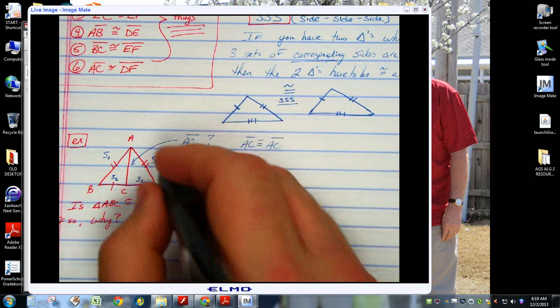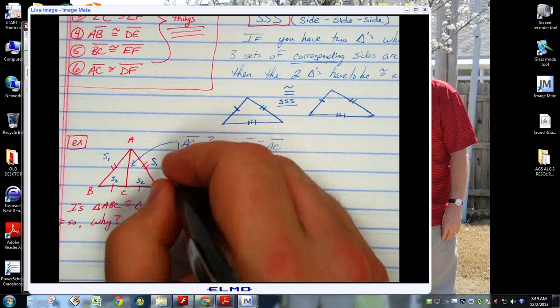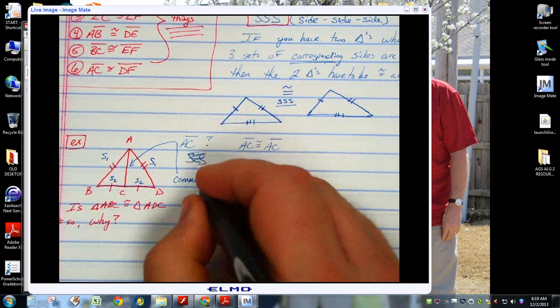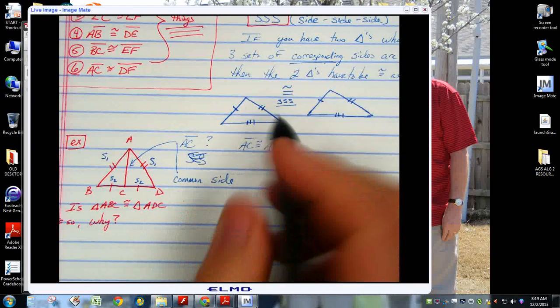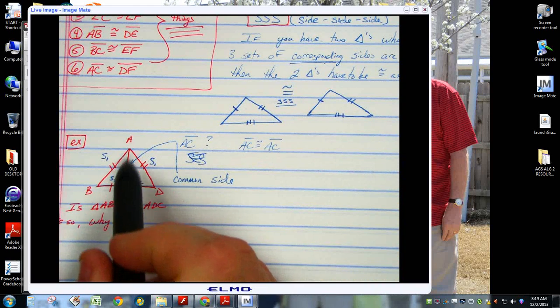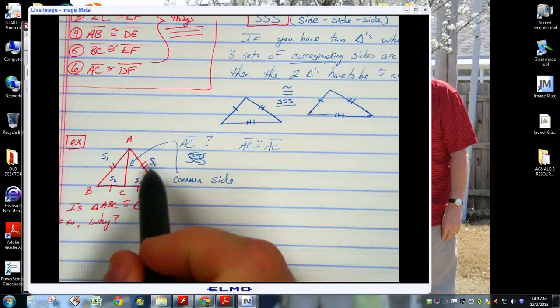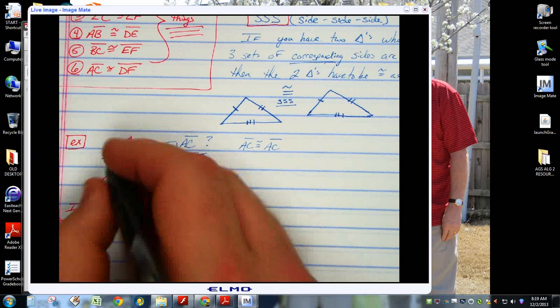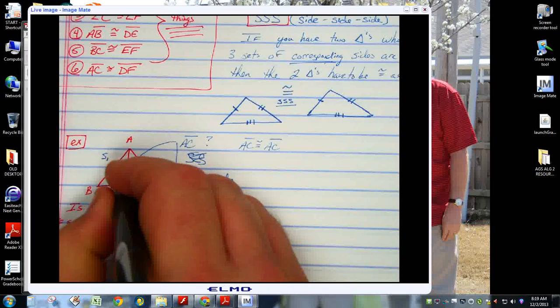What this is called is a common side. Because they have this side in common, don't they? AC is a side of the triangle on the left, and AC is a side of the triangle on the right. Agreed? So actually it ends up being our S3, doesn't it?